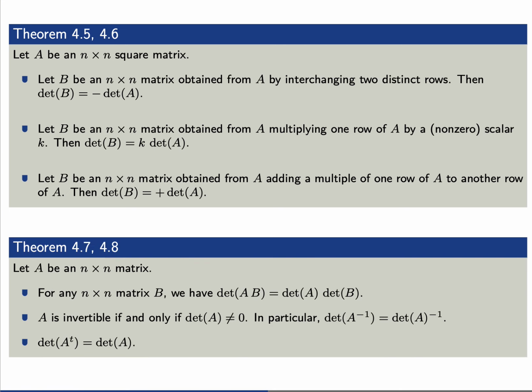If A is any n by n matrix, and B is any other n by n matrix, then the determinant of A times B is the determinant of A times the determinant of B. A is invertible if and only if its determinant is non-zero. In particular, the determinant of the inverse of A is the reciprocal of the determinant. And finally, the determinant of the transpose of A is the same as the determinant of A.